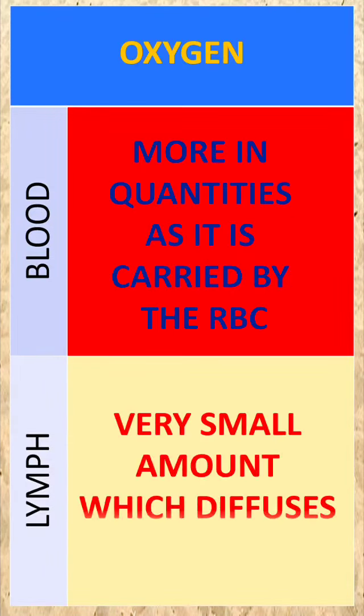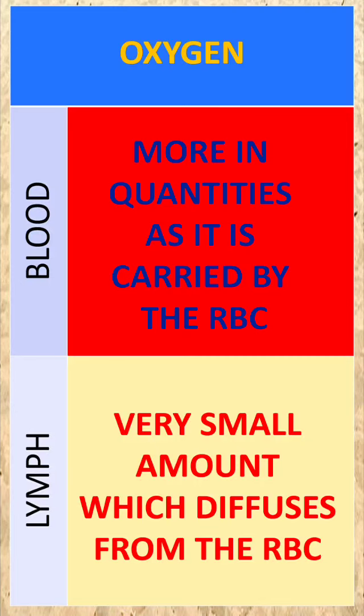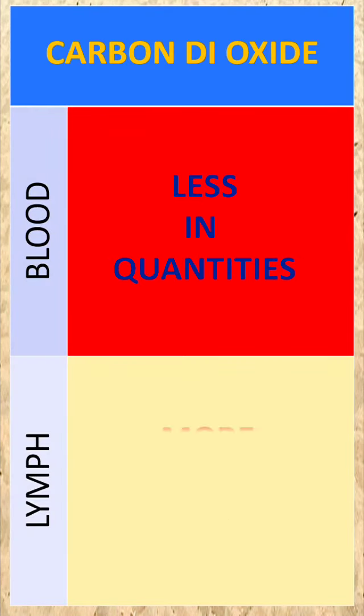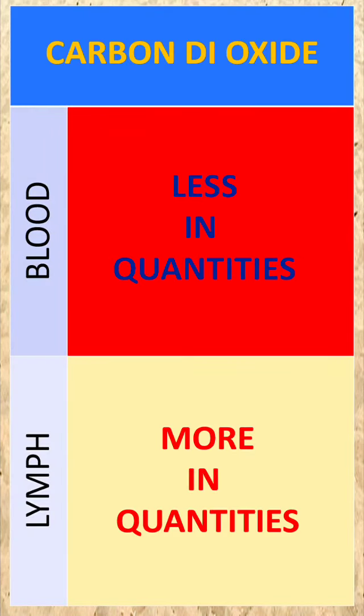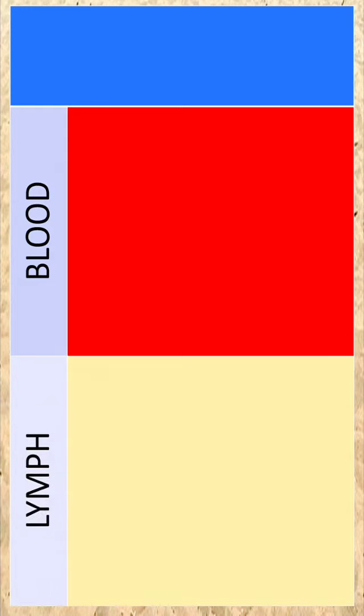Next, oxygen. There is more oxygen found in the blood because blood has got RBC. Lymph does not have RBC, but it has got oxygen diffused from the blood. Carbon dioxide: there is less quantity of carbon dioxide in the blood, but more quantity of carbon dioxide in the lymph, which is absorbed from the tissues.